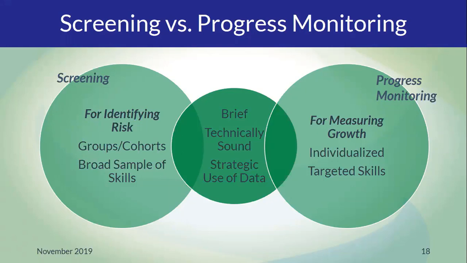The data used for monitoring progress does have to be as rigorous as the data used to make eligibility decisions. The data used for progress monitoring is more rigorous than the data used to make screening decisions. The important point is that the progress monitoring must be specific to the skills or behavior specified in the goal.